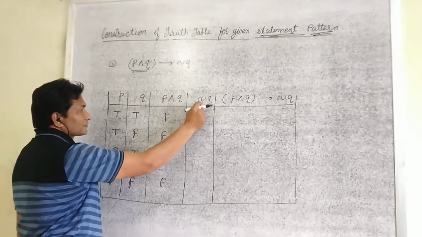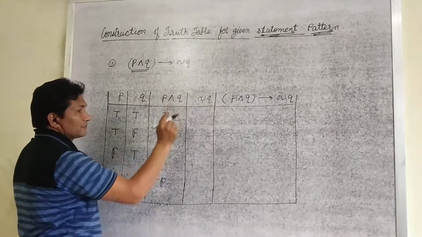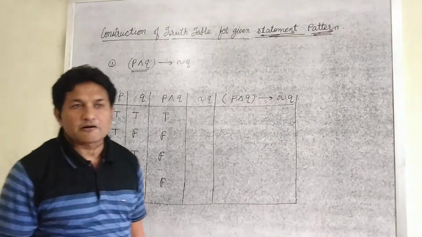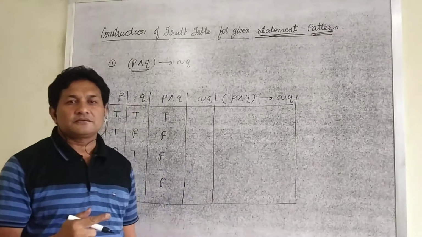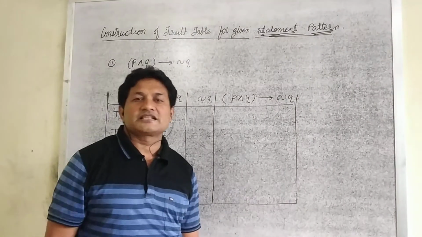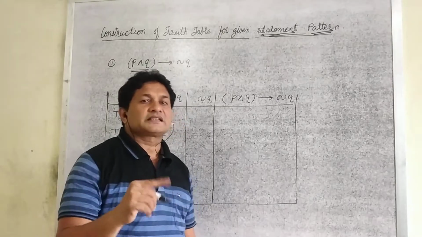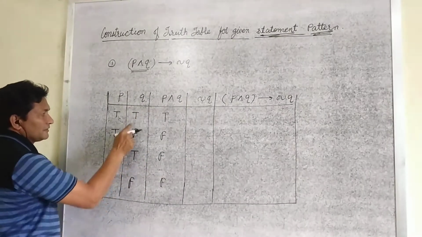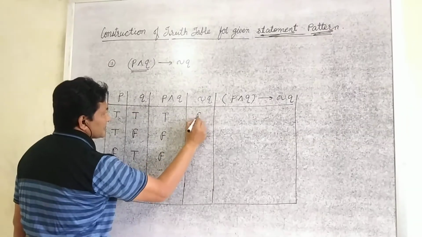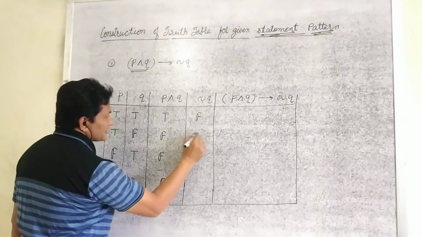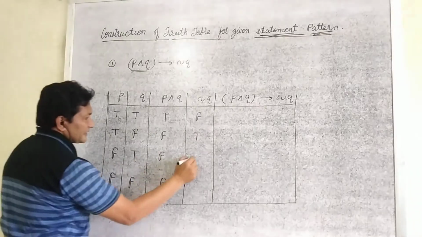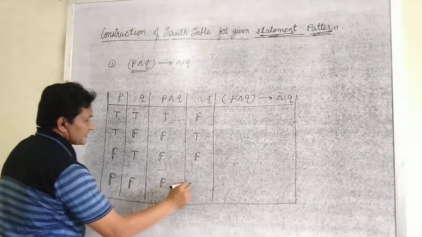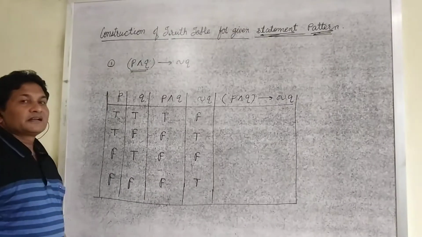Now in this column, we want negation Q. Negation of Q means if Q is true, then its negation is false. If Q is false, then its negation is true. So write the opposite value of Q. True, so negation is false. False, negation is true. True, negation is false. False, negation is true.